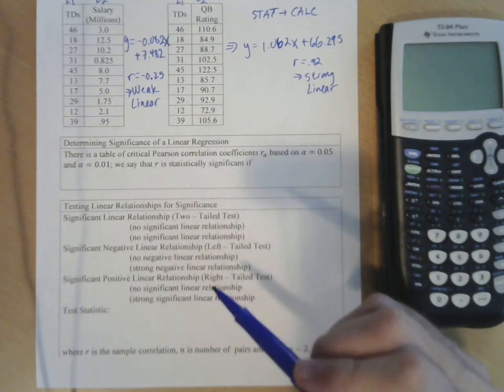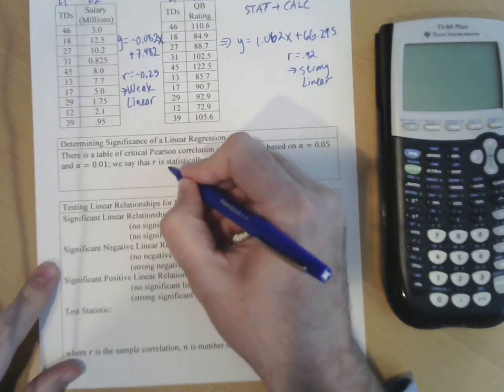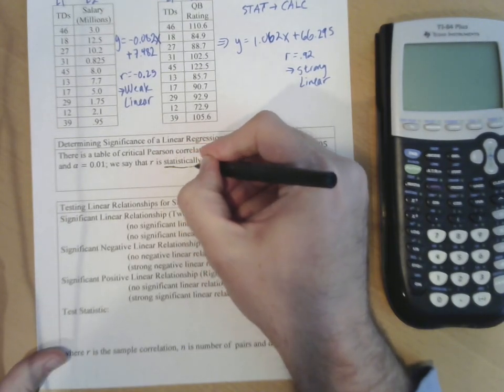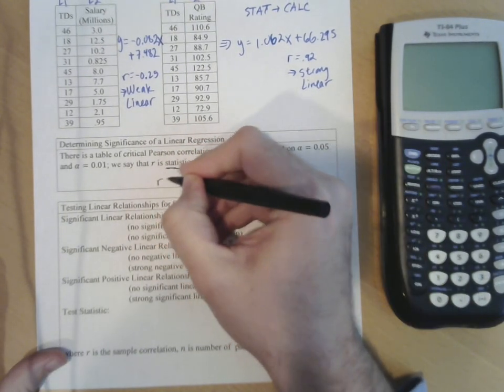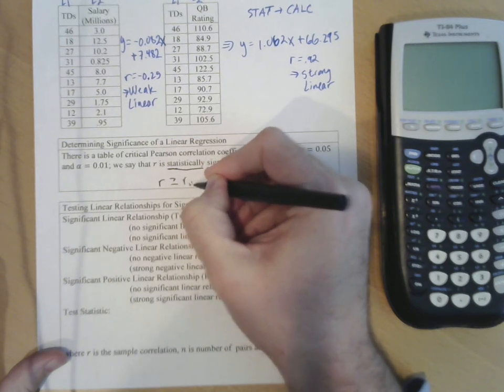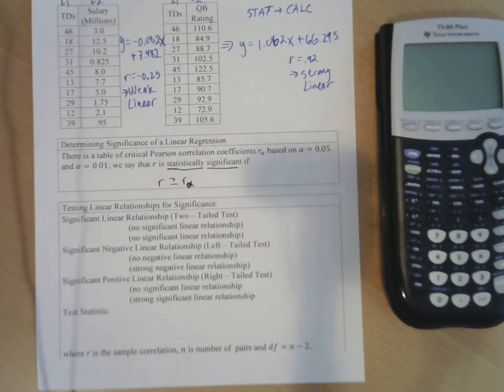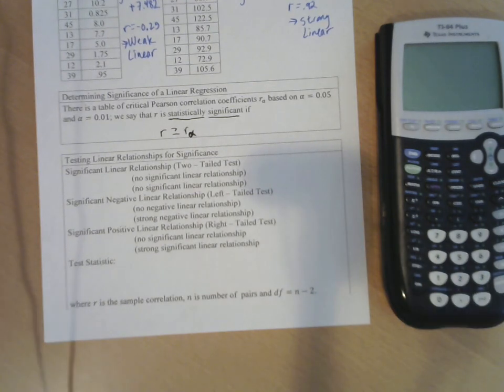And so we say that R is statistically significant. That's an important difference here. If R is greater than or equal to R sub alpha. And so with this comes a test for significance, because we want to make sure that we're sure of that significance. And as I mentioned in the beginning of the last video, these are hypothesis tests.